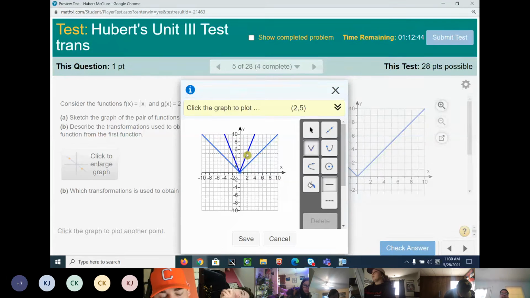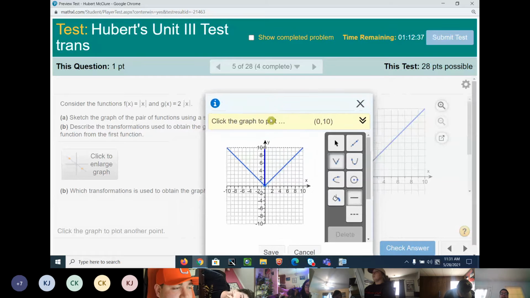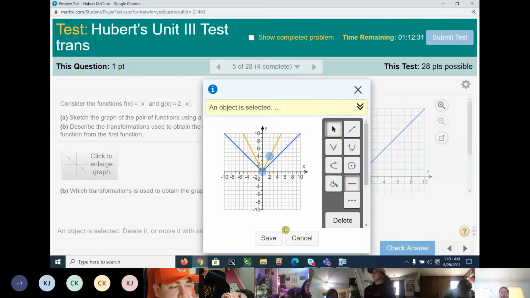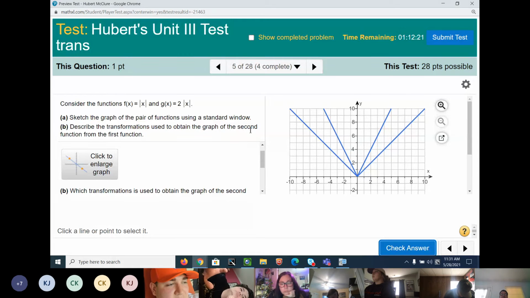Oh, I guess I could plug in 2. 2 would be what? 2 would be 4. Yeah, Hubert, 2 would be 4. Thank you, class. There. Now it should be right. So on this one, you have to graph both the graphs on there. I didn't know they wanted both graphs on the same graph.